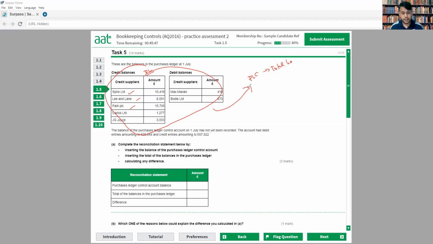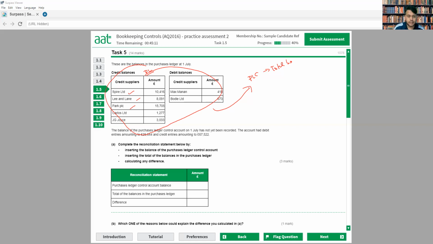So purchase ledger represents only one supplier, and purchase ledger control represents the total of all my suppliers. If I say purchase ledger, I'm talking about only one supplier. But if I talk about purchase ledger control, that means all the suppliers' total balance. Ideally, if I add the total purchase ledger, it should be equal to the purchase ledger control. But if it doesn't match, you have to find the reason why.